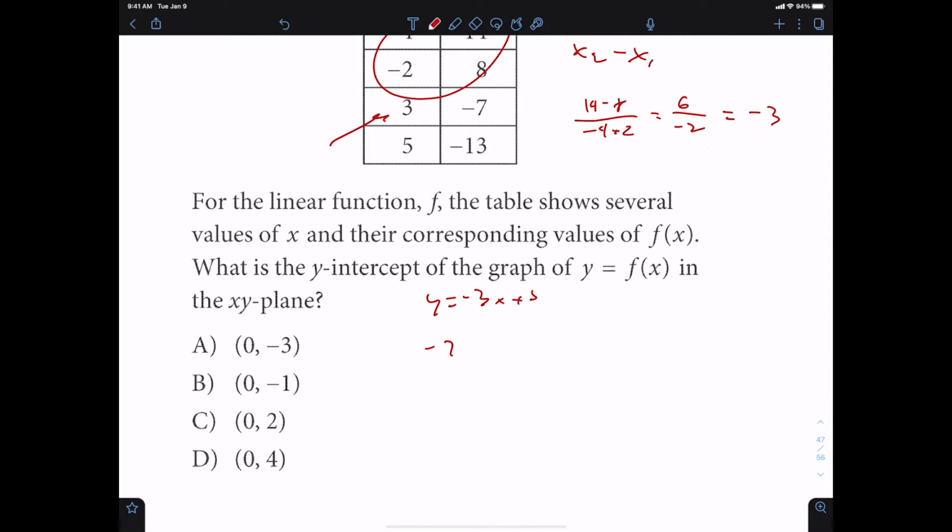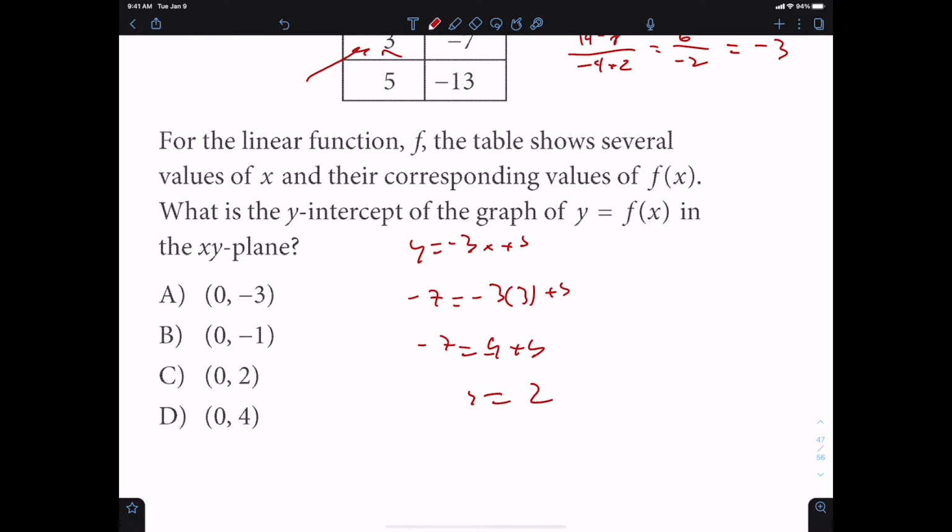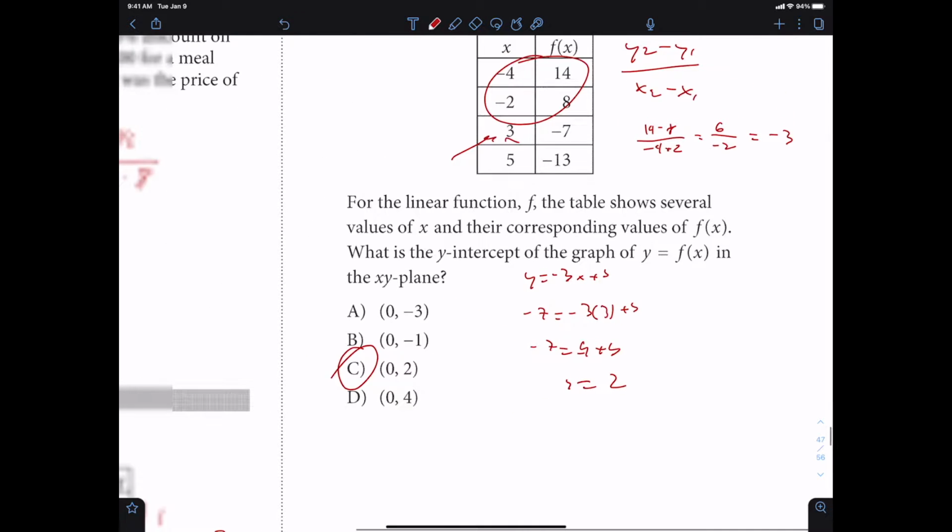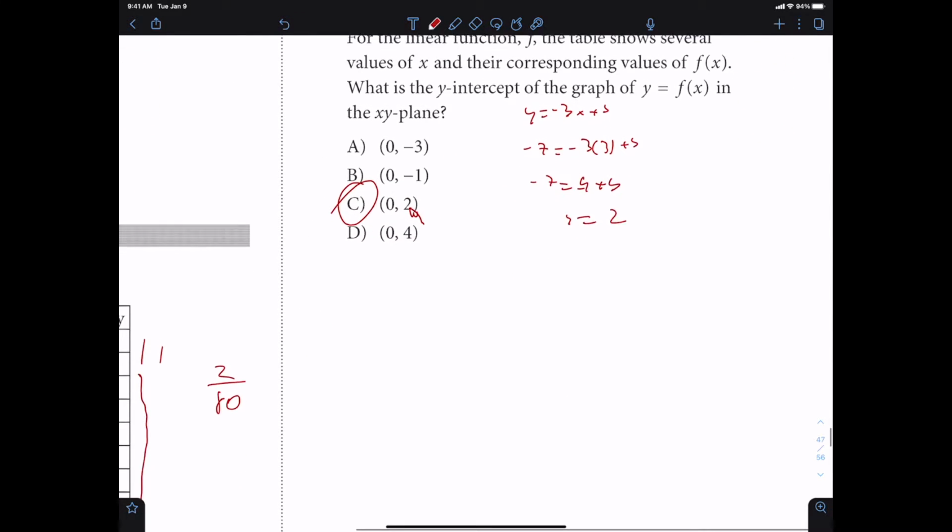So we get negative 7 equals negative 3 times 3. Oops, not negative 3, right? Because our x value is 3. Plus b. So negative 7 equals negative 9 plus b, so the answer to b is going to be 2. So the answer is C, because this is 2 as well.